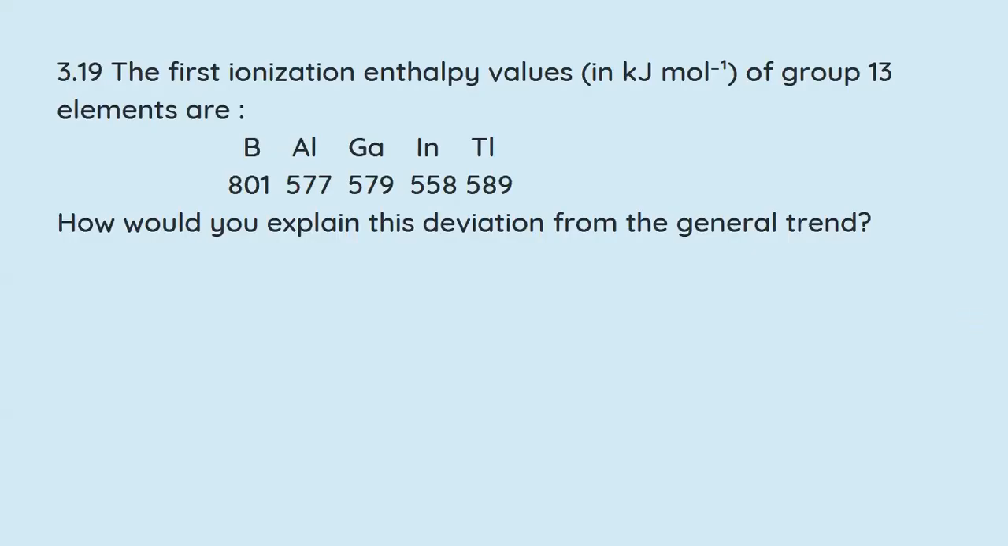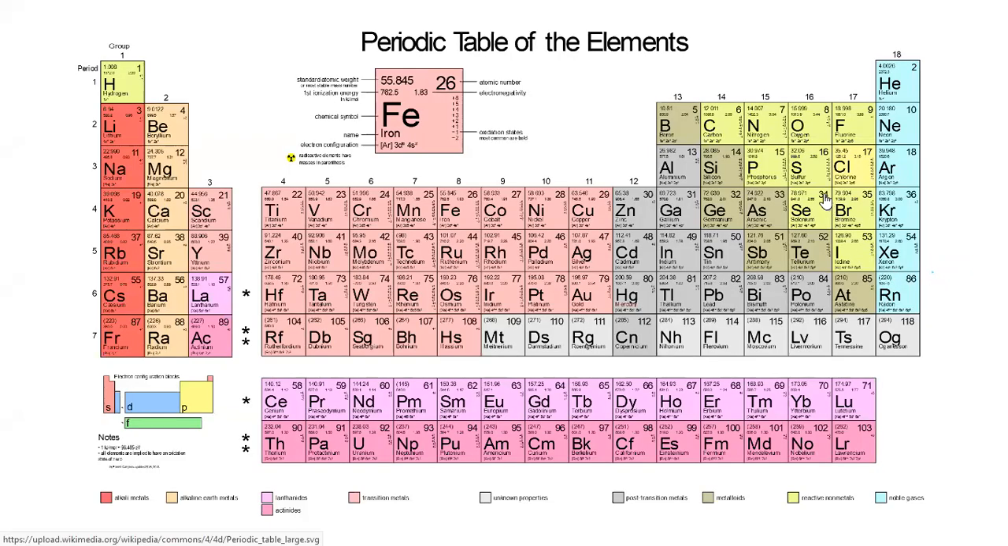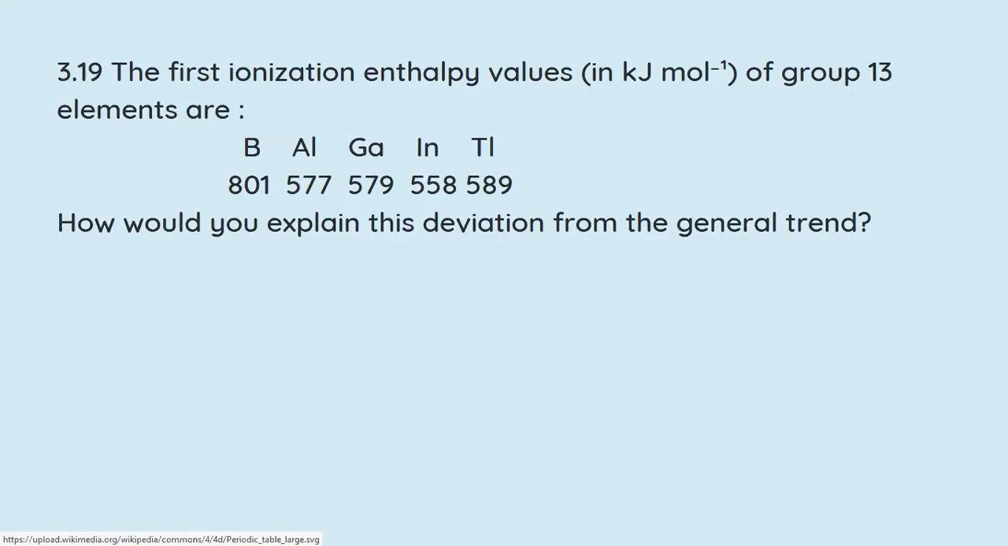The first ionization enthalpy values of group 13 elements, boron, aluminium, gallium, thallium, are 801, 577, 579, 558, 589. Now, why is there a deviation? First, let's look at the periodic table. As we learned, when you go down the group, there has to be a decrease in the ionization enthalpy. But we notice that the ionization enthalpy of gallium is higher than that of aluminium, and thallium is also higher. Now, this is because of the screening effect.